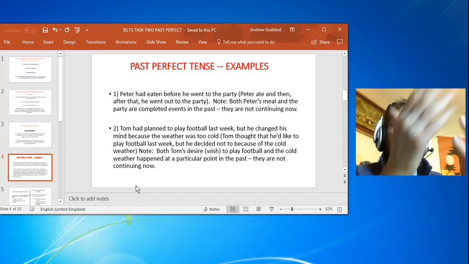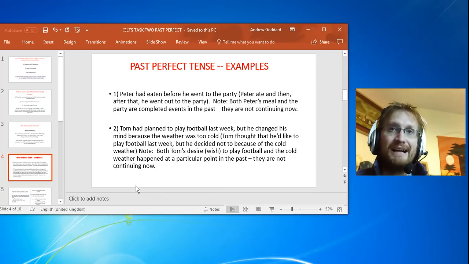So, here are a couple of examples of the past perfect tense in action. Number 1. Peter had eaten before he went to the party. So, Peter ate, and then, after that, he went out to go to the party. Note, both Peter's meal and the party are already over. They are completed events in the past. They are not continuing now.